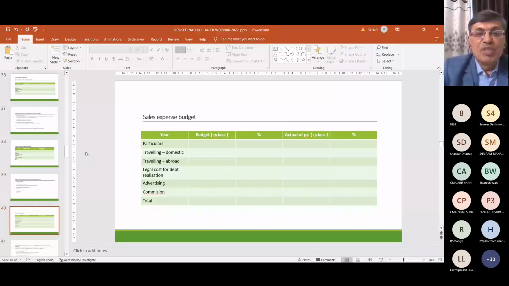Now the sales expense budget. The expenses here are illustrative in nature. We are more dealing with the concept. Traveling domestic, traveling abroad, legal costs for debt realization, advertising, commission, etc.